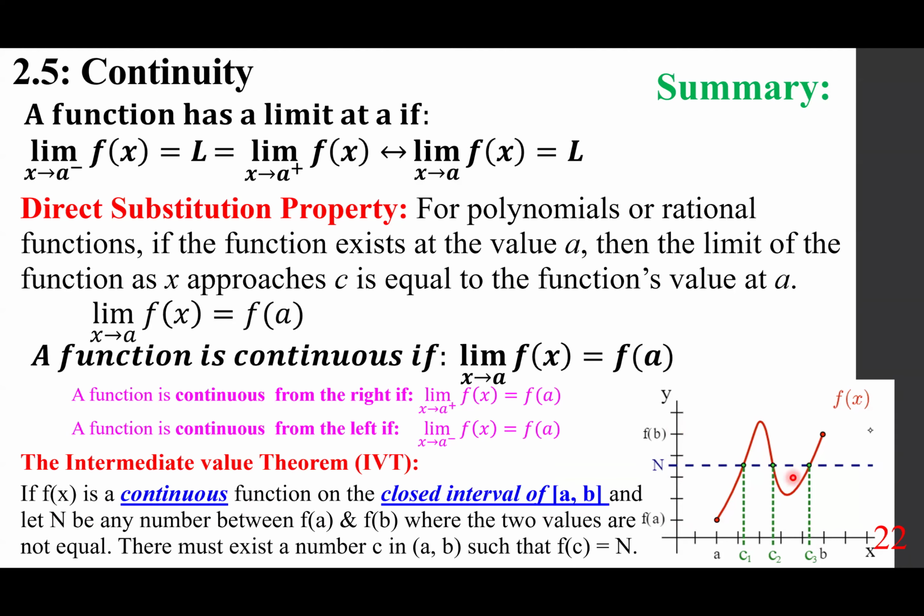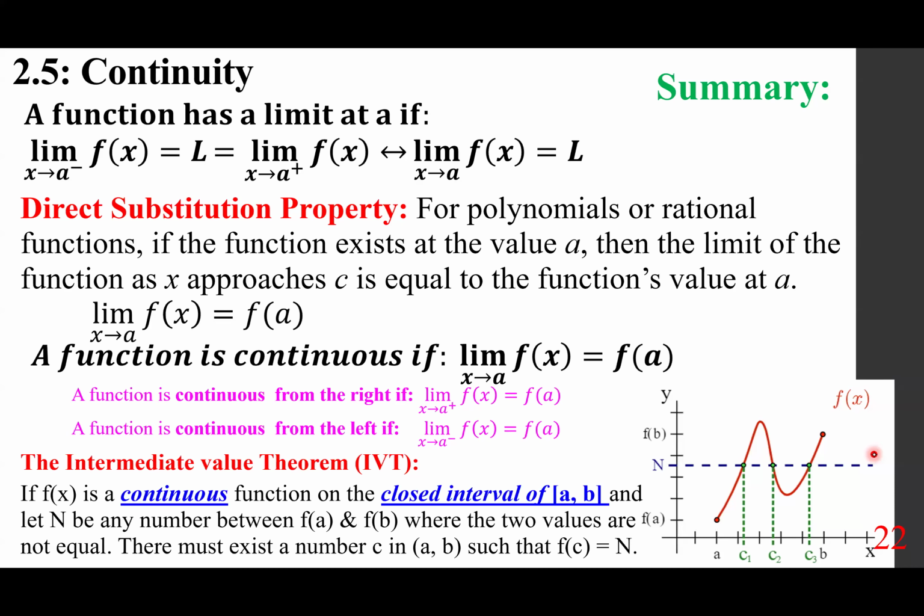And remember, this function is continuous. And N be any number in between where the two values are not equal, and that's the point. There must exist a number c in a and b such that f of c equals N. In other words, if you know the function is continuous and the functional values at the endpoints are different, then somewhere, if you have a number somewhere in between, the function has to cross that.